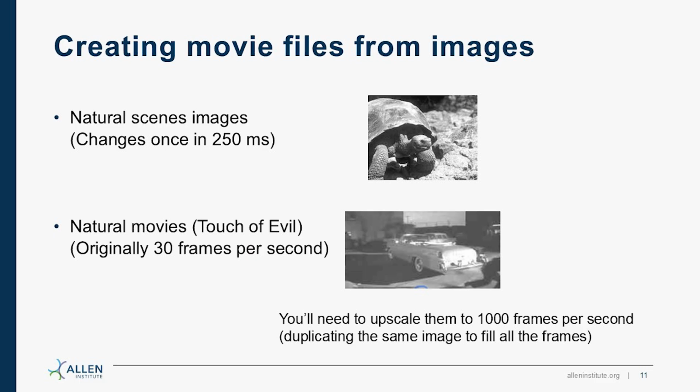This is just natural images. They flash or change every 250 milliseconds. And the second option is the movie Touch of Evil. The original frame rate is 30 frames per second, and so what you have to do is upsample it so that there are 1,000 frames per second.